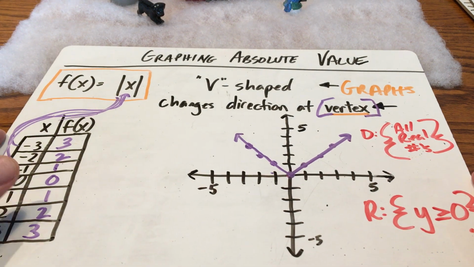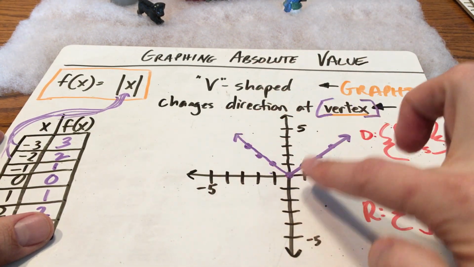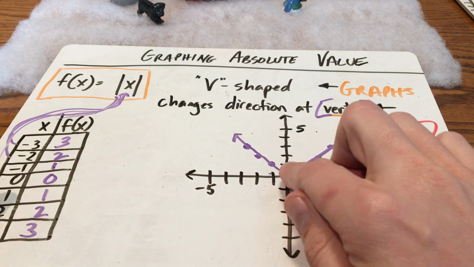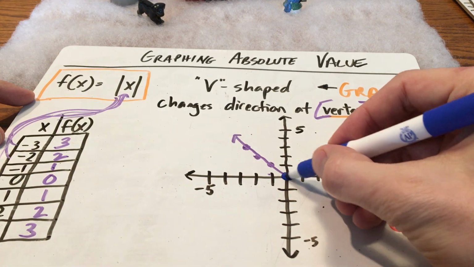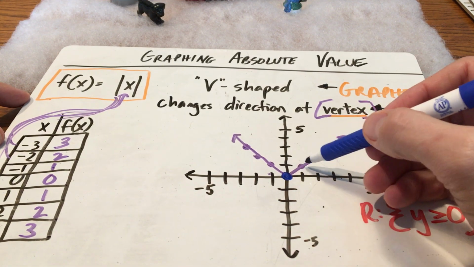The big idea I wanted you to know, it's always going to be a V-shaped, and then it's going to change direction at the vertex. The vertex is the point where it switches from going uphill to going downhill, or vice versa, right, depending on how you're looking at it. Okay, this is the parent one. The vertex is at the origin, and then the slope is 1, right?